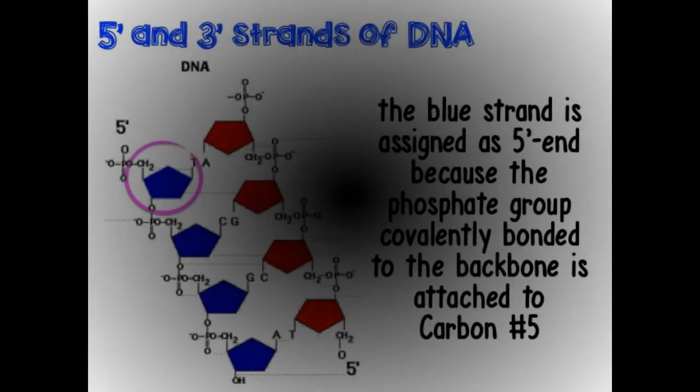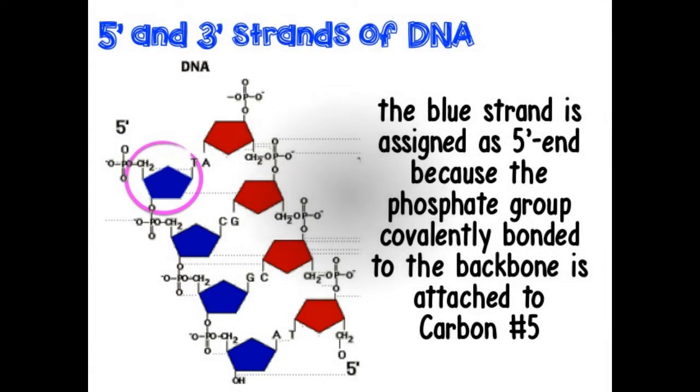See students, polarity in DNA strand is very important. You have to understand it very carefully. Each DNA strand has a specific polarity which is 5' to 3' in direction.